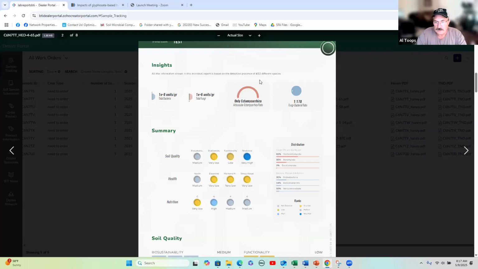And so that's why I want to really look at this report. I want to know what the total species are. This isn't a population story.